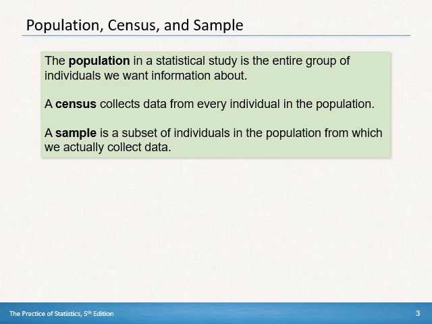So the United States government attempts to do a census every 10 years, in which they try to count all individuals in the United States. And we use that for allotting money from the federal government. We also use it to decide how many representatives each state is going to have in Congress.